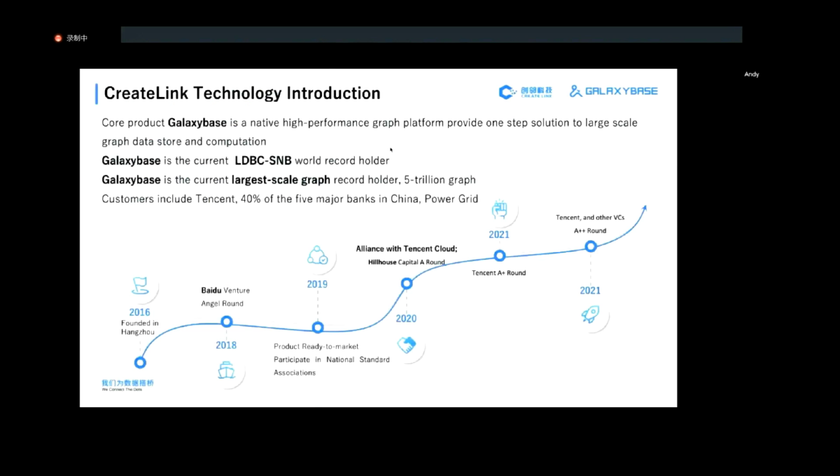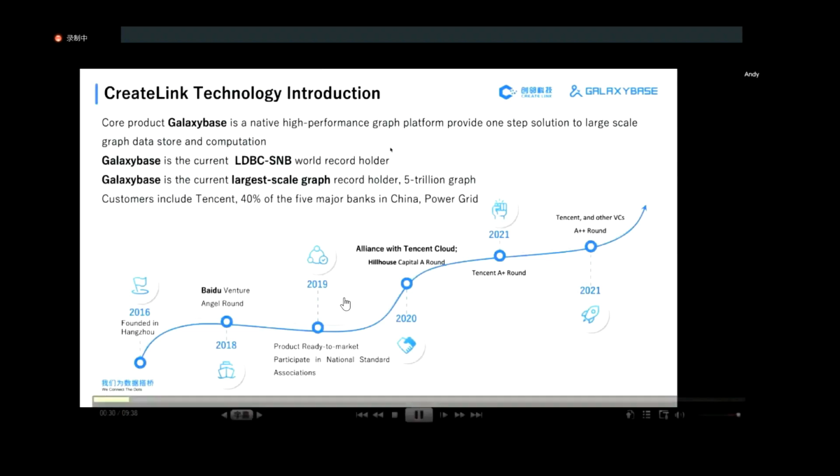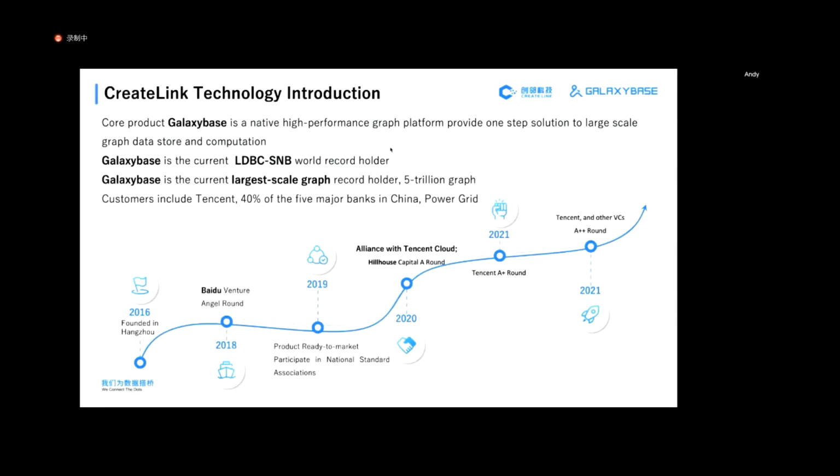Our company was founded in 2016 in Hangzhou, China. In 2018, Baidu Venture invested in us as our angel round. In 2019, our product was ready to market, and we participated in a number of national standard associations. In 2020, we formed an alliance with Tencent Cloud, and Hillhouse Capital invested in us. In 2021, Tencent and other VCs invested 2 rounds in us for over $20 million.